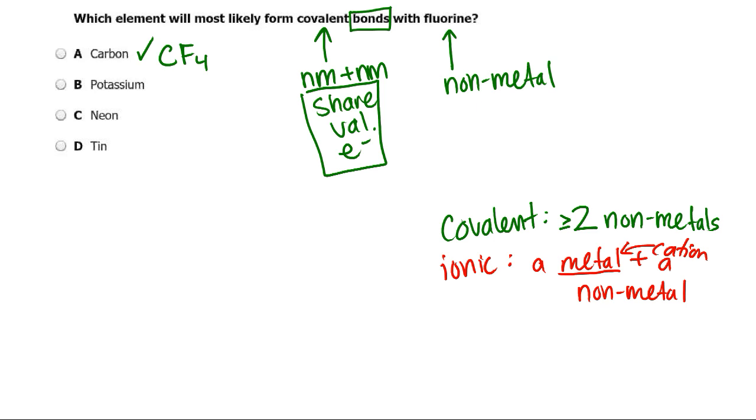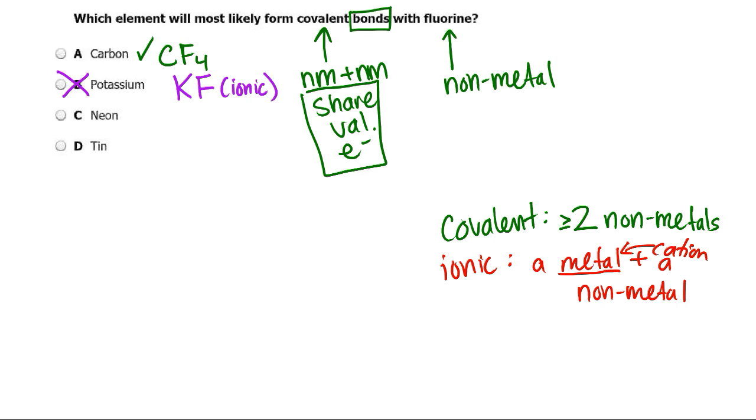Potassium can make bonds with fluorine, but potassium's a metal, fluorine's a nonmetal. So instead of electrons being shared, it would be electrons stolen. Fluorine would accept, potassium would donate. Potassium, being a metal, would not form a covalent bond. It would form an ionic bond.